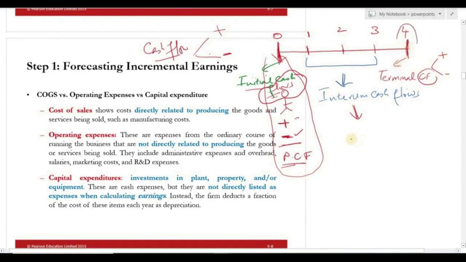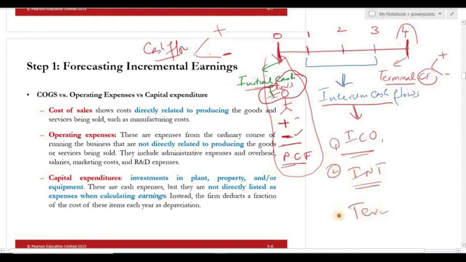So it means we will be forecasting incremental cash flows as well as terminal cash flows as well as initial cash flow. There are 3 types of cash flows that we need adjustment in. Initial cash outflow, we need some adjustment, then interim we need some adjustment, and then terminal we need to adjust a few things.